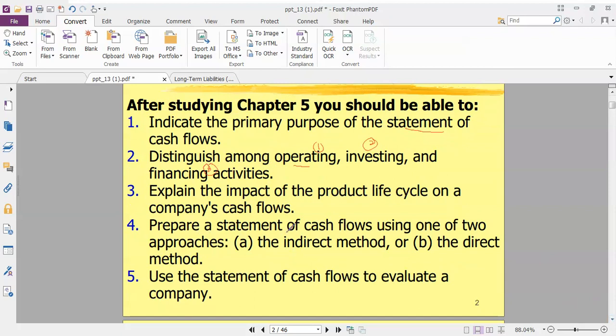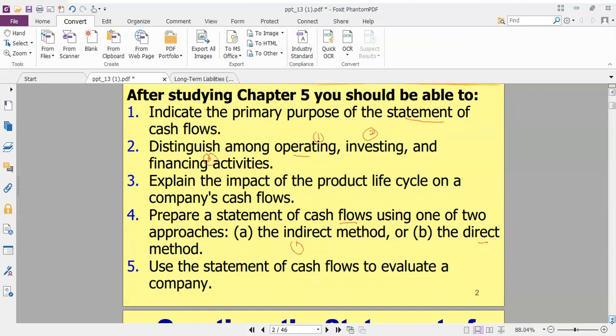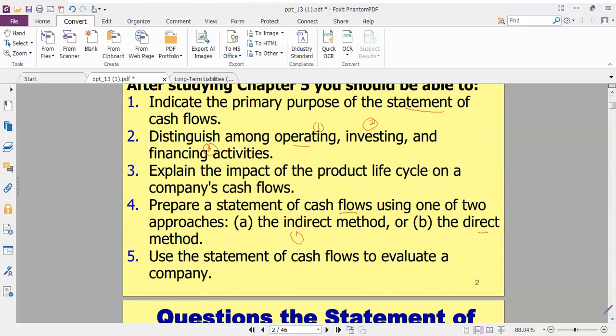Number 4, prepare a statement of cash flow using one of two approaches. There are 2 types of approach. To prepare the cash flow, the first one is the indirect method, and the second is the direct method. We will look at what the direct method and the indirect method are, and then use the statement of cash flow to evaluate a company.